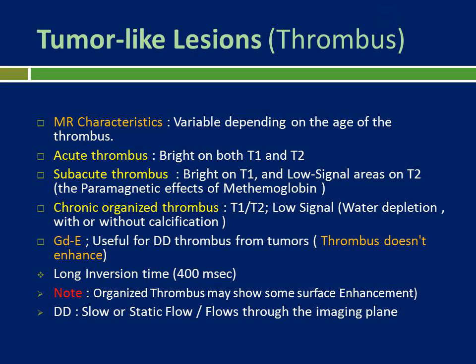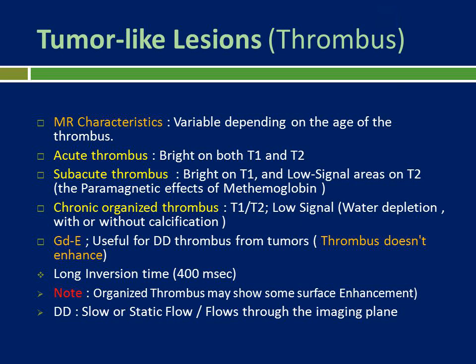Tumor-like lesions, thrombus. MR characteristics vary depending on the age of the thrombus. Acute thrombus is bright on both T1 and T2. Subacute thrombus is bright on T1, with low signal areas on T2 due to the paramagnetic effects of methemoglobin. Chronic organized thrombus: T1/T2 low signal, water depletion, with or without calcification.